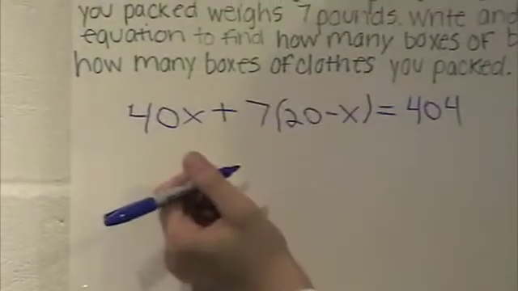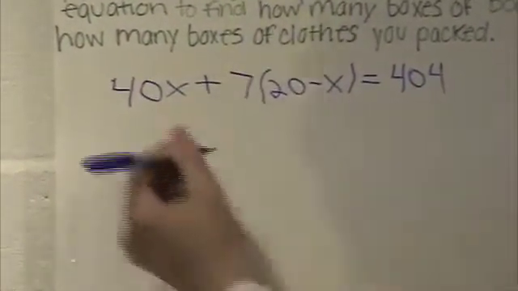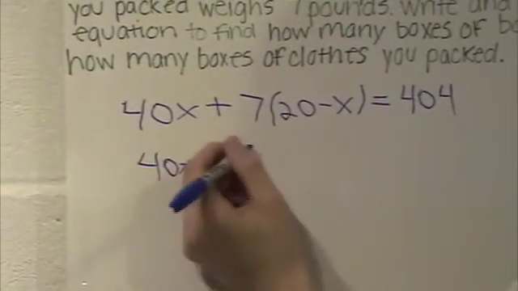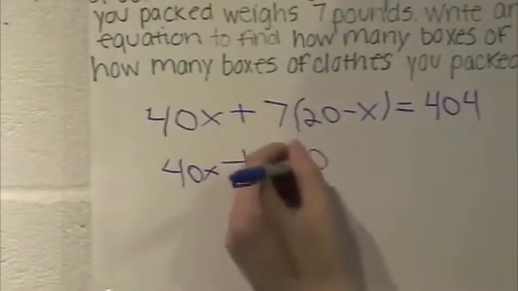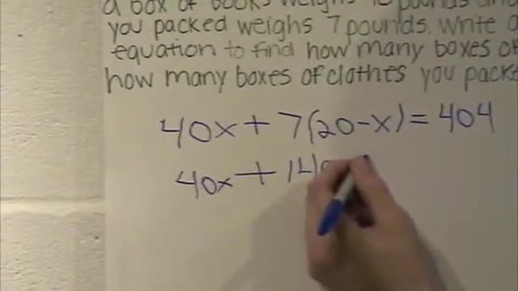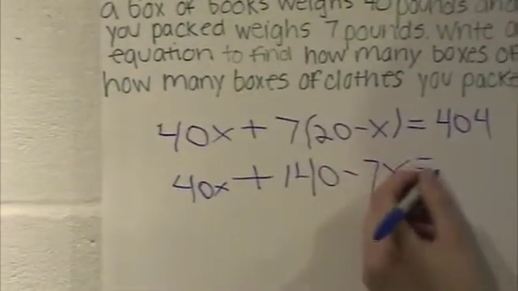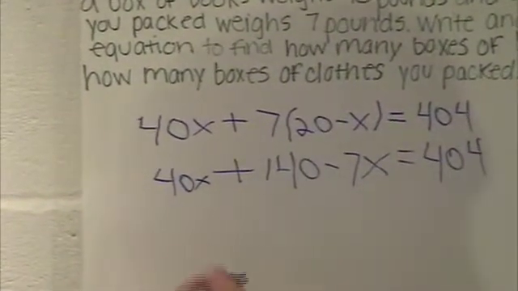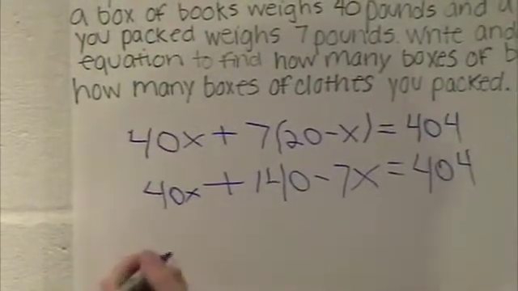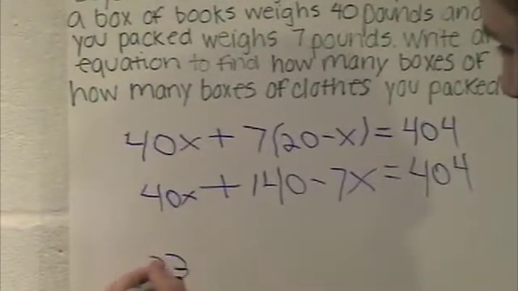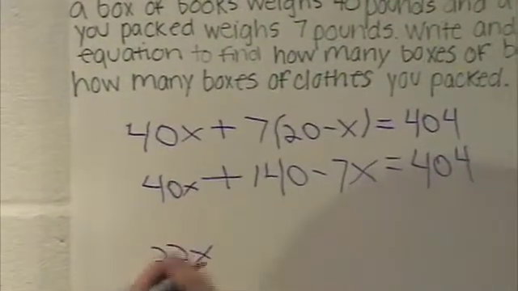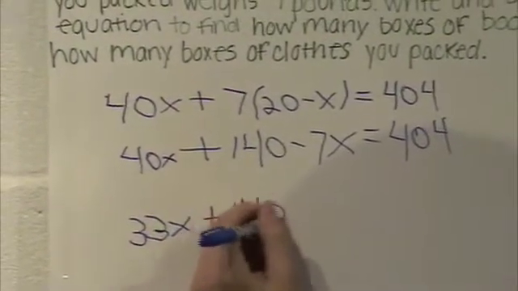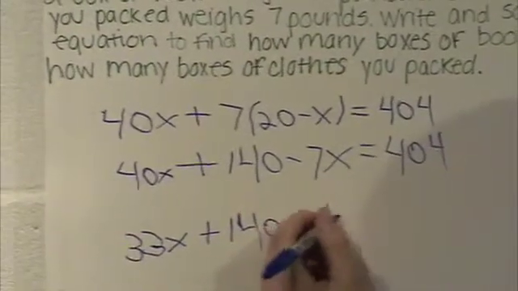Now that you have the equation written, you want to distribute the 7 into the 20 and the negative x. So keep the 40x, 140 minus 7x equals 404. After that, you want to combine like terms. So 40x minus 7x equals 33x. Keep the 140 and the 404.